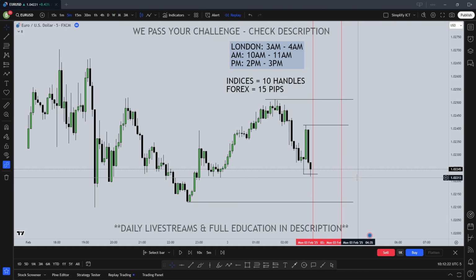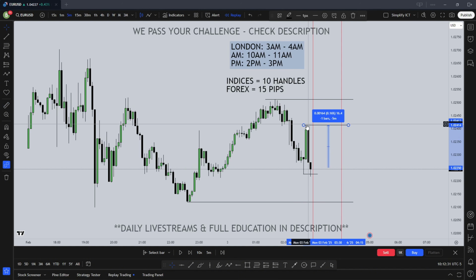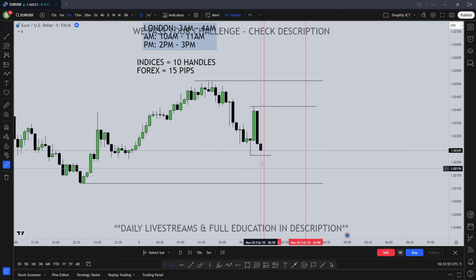So remember, if our draw on liquidity is around 15 pips away, that's fine. So for example, if price was to instead create a bullish fair value gap in this area, you can see our next sort of high is around 16 pips away from this current price, right? So what do we do before our session actually starts?